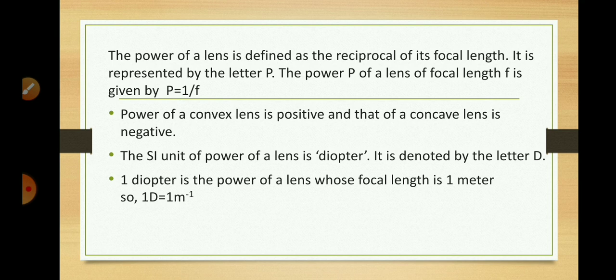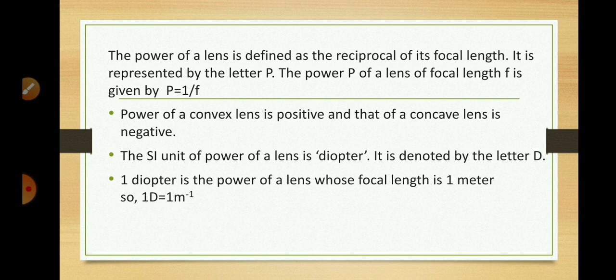See, as the focal length of convex lens is positive, so its power is also positive. And as the focal length of concave lens is negative according to Cartesian sign convention, so its power is also negative. The SI unit of power of lens is diopter. It is denoted by capital letter D. When focal length of lens is 1 meter, then power is said to be 1 diopter. So this is the definition of 1 diopter.